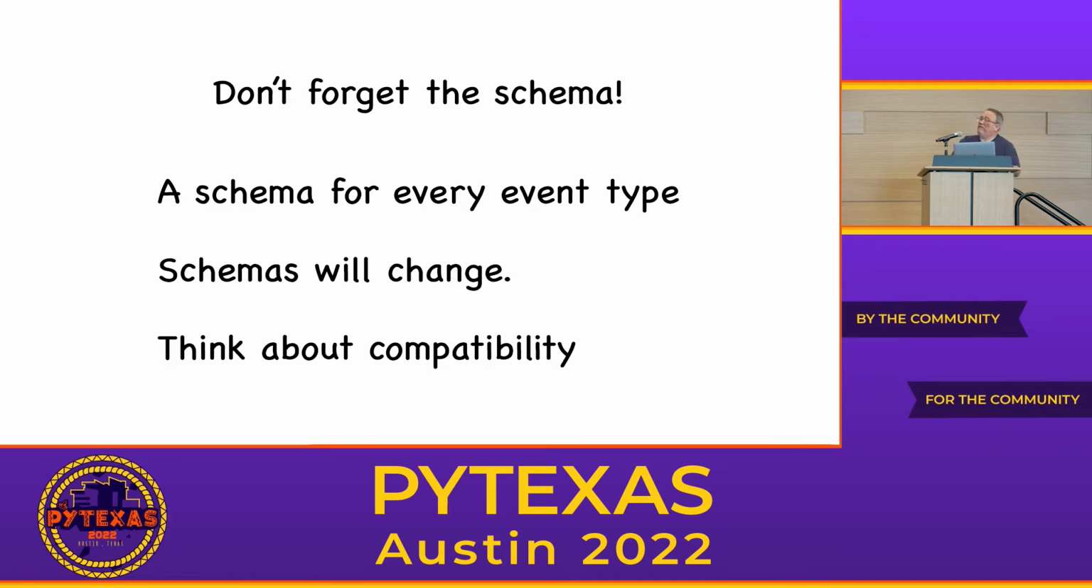so that you can serialize and deserialize it. Now, if you're using schemas like JSON, Avro, or Protobuf, then Confluent has a schema registry, which is a tool that allows you to manage those schemas and evolve them and use them automatically. Okay, schemas will change, so think about compatibility. It's important to think through when you're doing that.